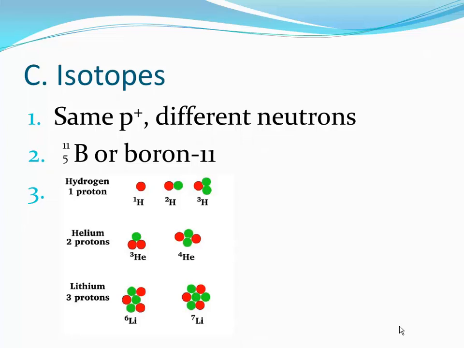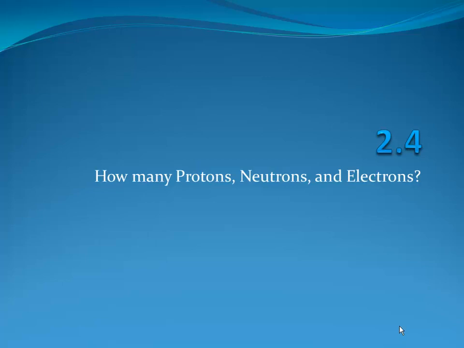Here are some examples of other isotopes. We have hydrogen, deuterium and tritium. You can see H1 is only one proton, H2 is a proton and a neutron, and H3 is two neutrons and one proton. Helium has two protons. You have He3, one neutron and two protons, and He4, which is two protons and two neutrons. And then you can see lithium is Li6 and Li7. Again, the neutrons are changing, but the protons are staying the same.